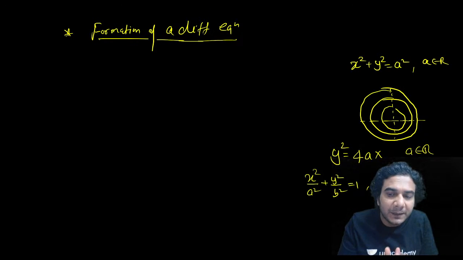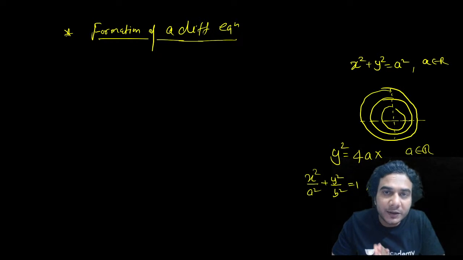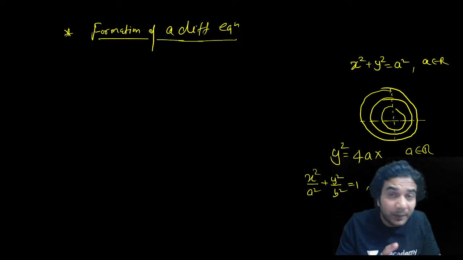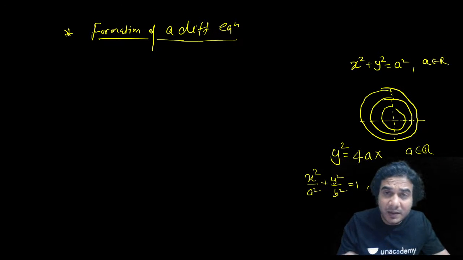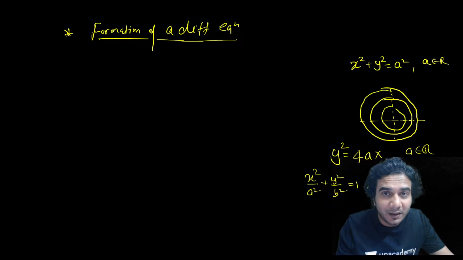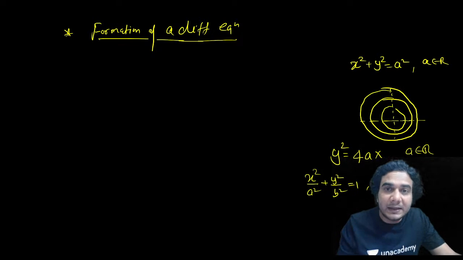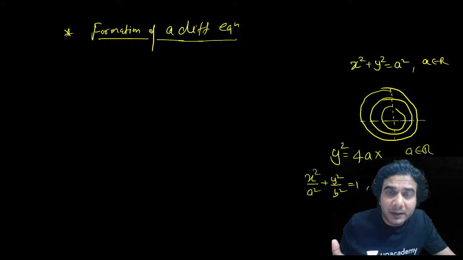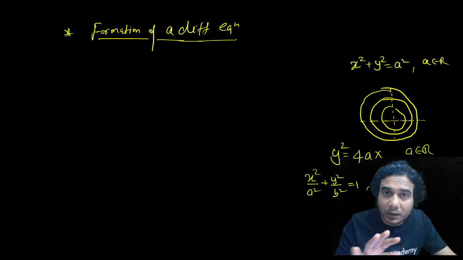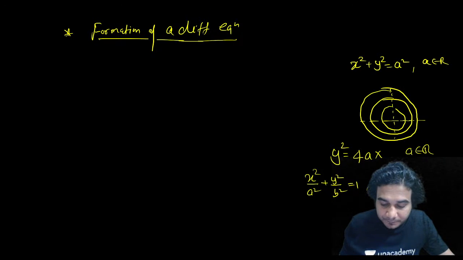So all these ellipses, x square upon a square plus y square upon b square, have center at the origin, but their major and minor axes are not fixed. They are varying. So this family of curves has two parameters. This is a family of ellipses having center at origin, with major axis as x-axis and minor axis as y-axis. So these things are common in this family, but the lengths of the major and minor axes are not fixed, they are varying.